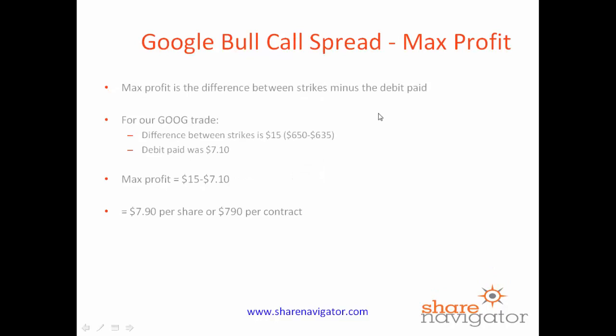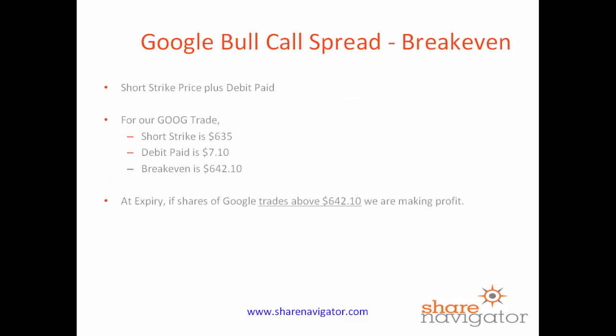What's our maximum profit? Well, the maximum profit in this trade is equal to the difference between the strikes, which is $15, minus the debit we paid, which was $7.10. So our max profit is $7.90. In essence, we're risking $710 to make $790. Our break even is equal to the lower strike price, in this case 635, plus the debit paid, which was 7.10. So our break even is for Google to trade above $642.10.